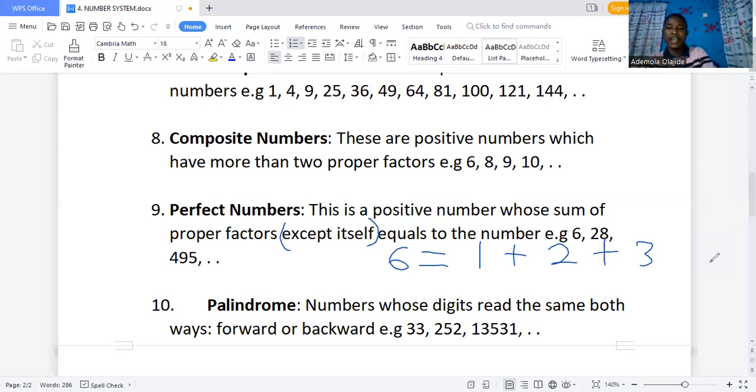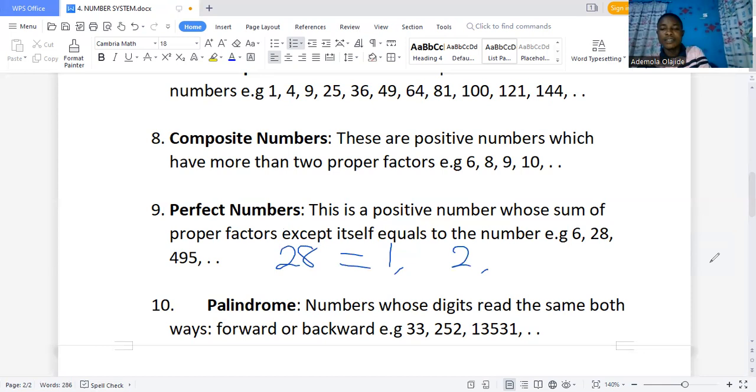Let's take another example quickly. Suppose I want to take that of 28. The proper factors of 28: 1 can go in 28, 2 can go in 28, 4 can go in 28. Yes, 4 in 28, 7 times. 7 can go in 28, that's 4 times. Then 14 can go in 28, 2 times. So after 14, the next one is 28. But since we talk about proper factors, 28 will not be there.